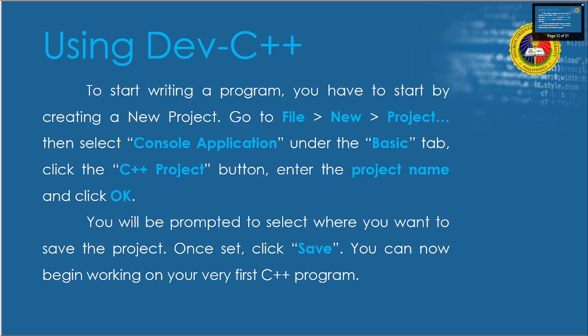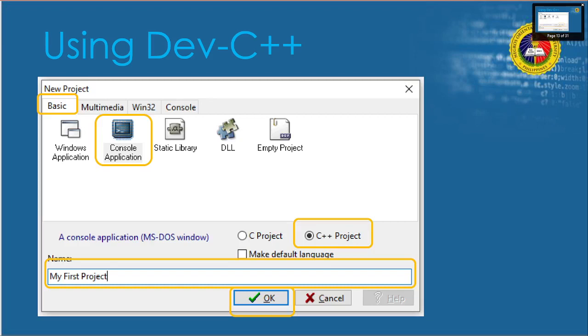So to start writing a program, you have to start by creating a new project. So go to File, New, Project, and then select Console Application under the Basic tab. Click the C++ Project button, enter the project name, and then click OK. You will be prompted to select where you want to save the project. Once set, click Save. You can now begin working on your very first C++ program. So let's try that. So here's a screenshot on how to start. But let's do it right now.